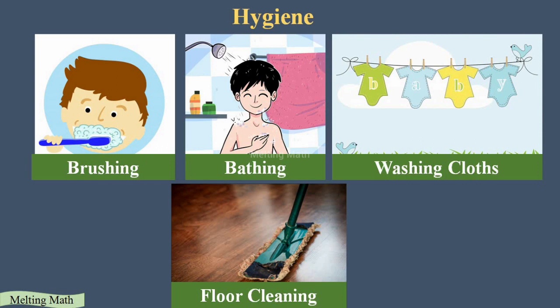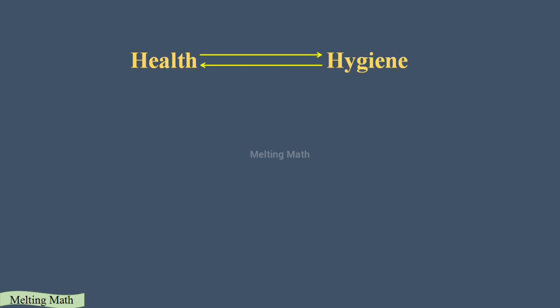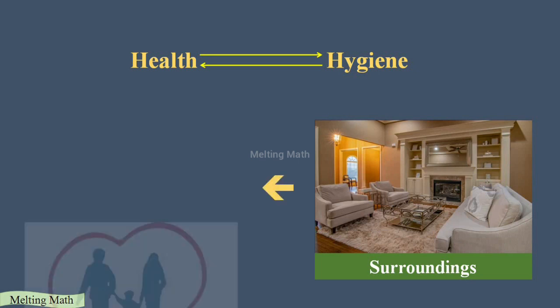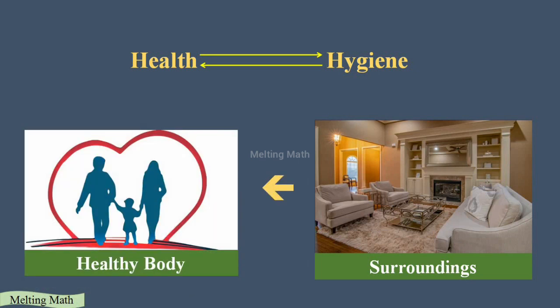Health and hygiene are related to each other. If you maintain the hygiene of your surroundings, it will give you a healthy environment and a healthy body. It means that hygiene protects you from diseases and makes your body healthy.